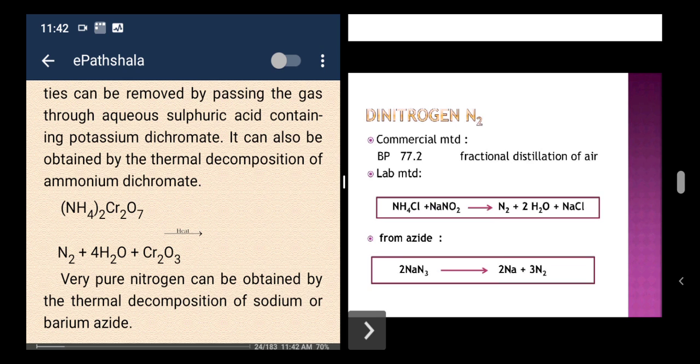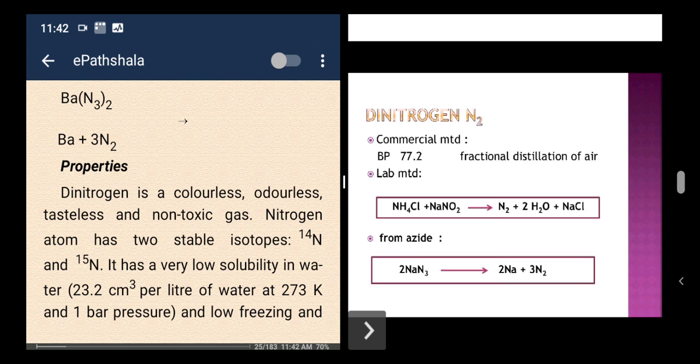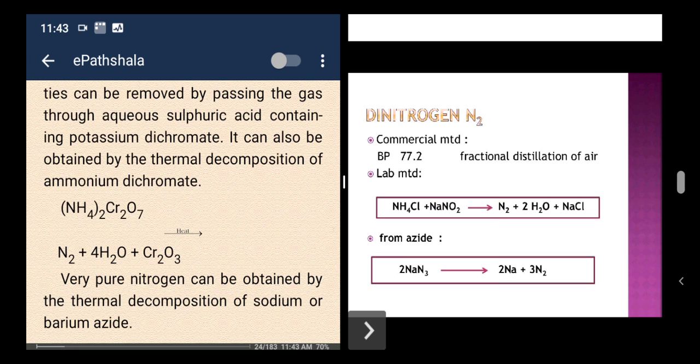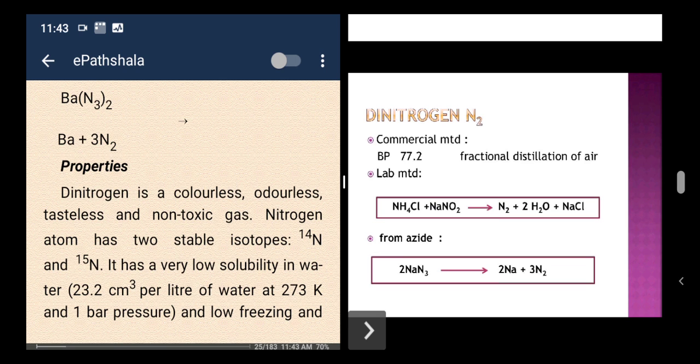And along with this, one more example of preparing it is barium azide. Barium or sodium azide can also be used. On thermal decomposition, it gives out barium or sodium plus nitrogen. Dinitrogen will be given out.